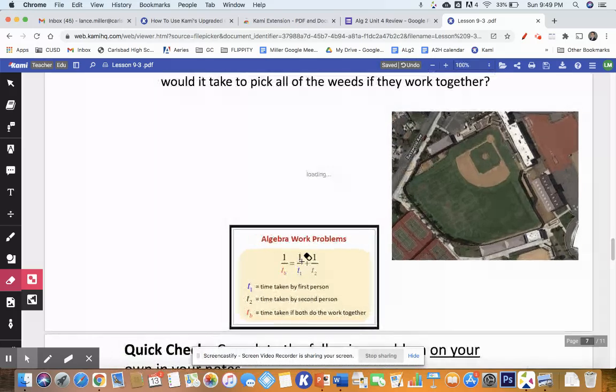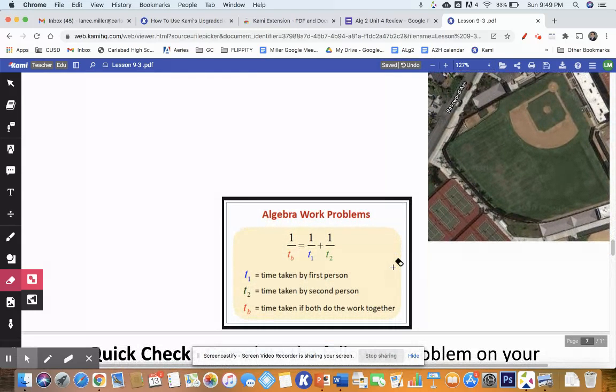I would copy this down. This is what we're going to do. We're going to use this formula down here. It's not as hard as it looks.